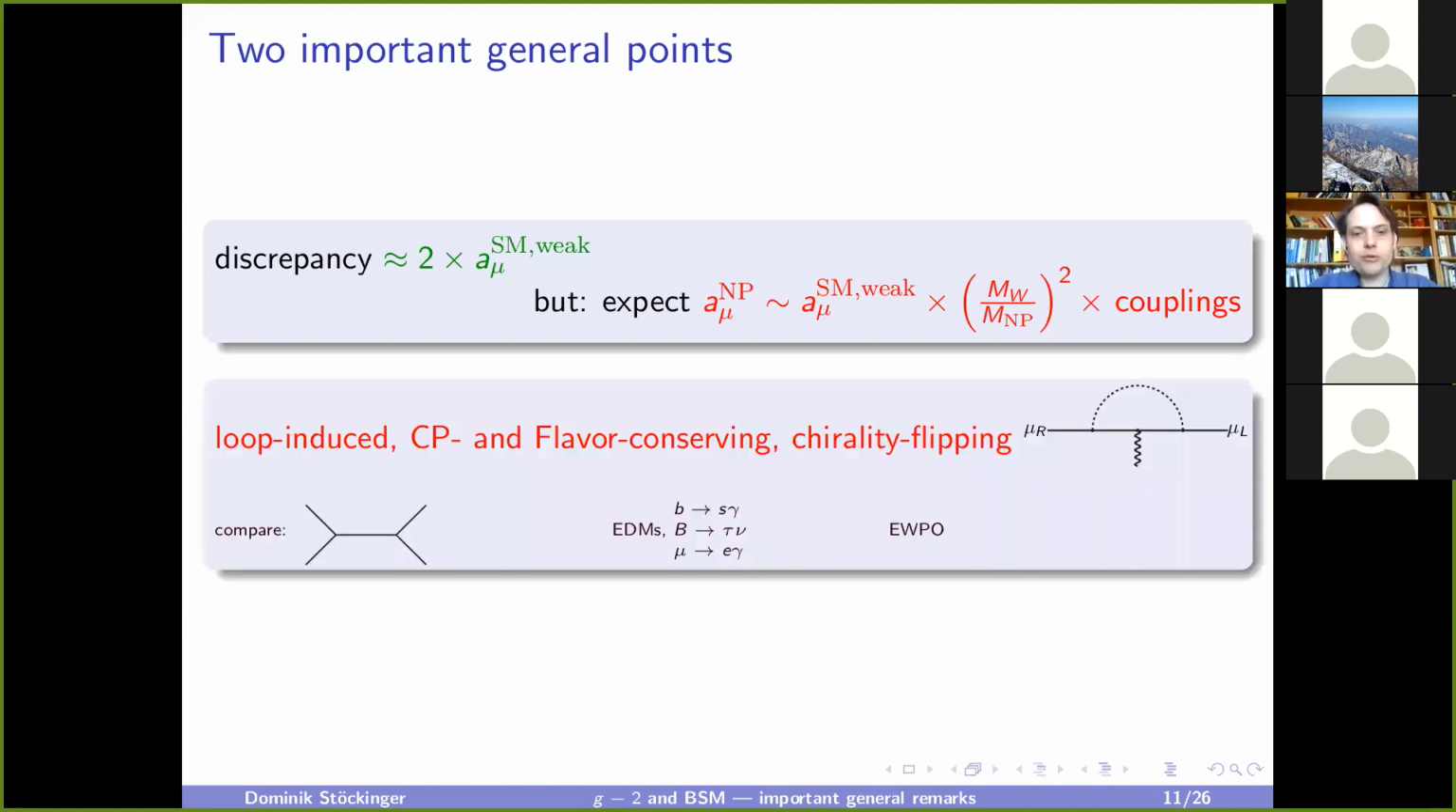The second point is that g-2 has a quite distinctive set of properties which are almost unique. It's a loop-induced quantity. It is CP and flavor conserving, and it is chirality flipping. And so these four properties make it very complementary to a lot of other observables that we have in particle physics. Loop-induced means that we are sensitive to all particles which couple to the muon via quantum fluctuations. And that is complementary to collider observables where we need to produce particles directly.